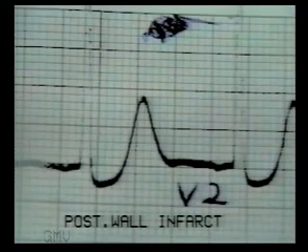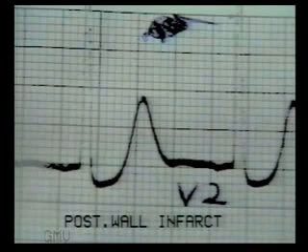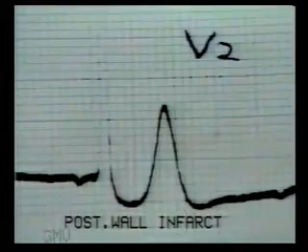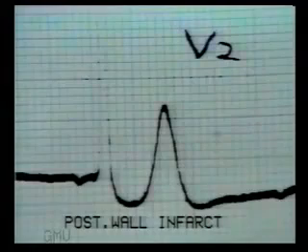And if the T wave is tall and the ST segment is depressed, it may be a true posterior wall infarct, which is seen on ECG as reciprocal changes in V1 and V2 with ST segment depression and tall T waves. Note once again ST segment depression and tall T waves in V1 and V2 in posterior wall infarct.